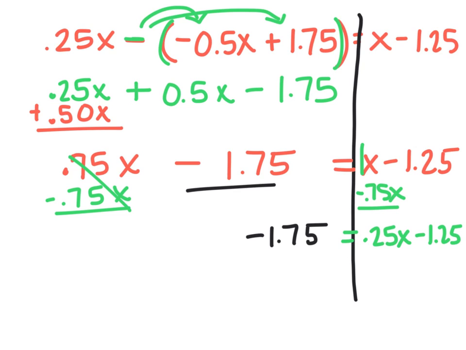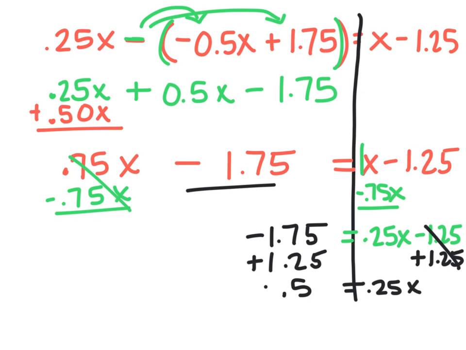Okay, so now I want to get this x all by itself, so I have to get rid of this negative 1.25. So I'm going to add 1.25 to both sides. Okay, that side cancels, so I'm left with 0.25x equals, okay, so now you guys got to work that out. So 1.75, take away the 1.25 gives me 0.5, and it's negative.